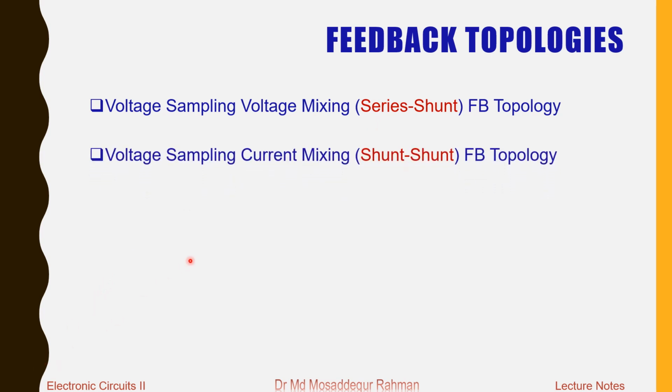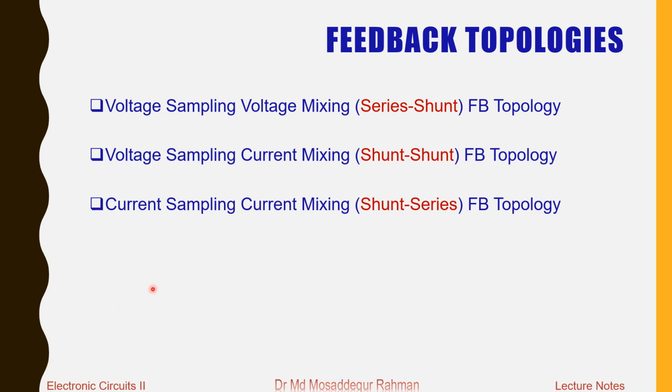The second feedback topology that we introduced was the voltage sampling, current mixing feedback topology. In this one again the voltage is sampled at the output, and at the input side the feedback network produces a proportional current which is mixed with the input signal current. The feedback topology is also known as the shunt feedback topology, which indicates how the circuit is connected at the input and at the output side.